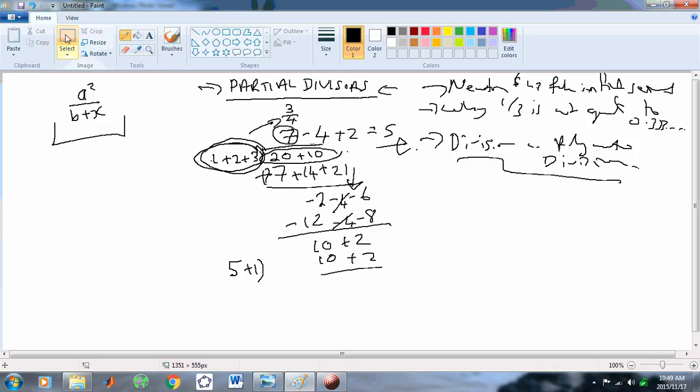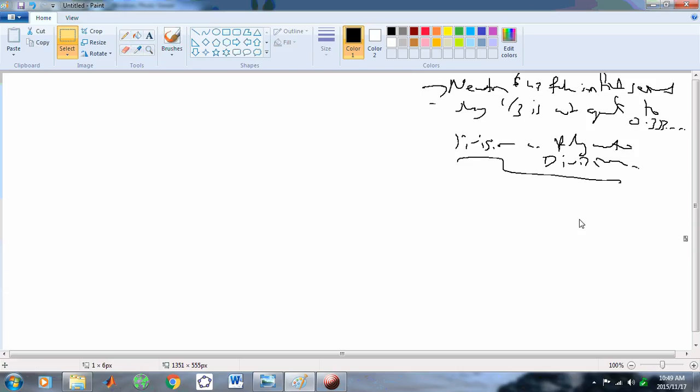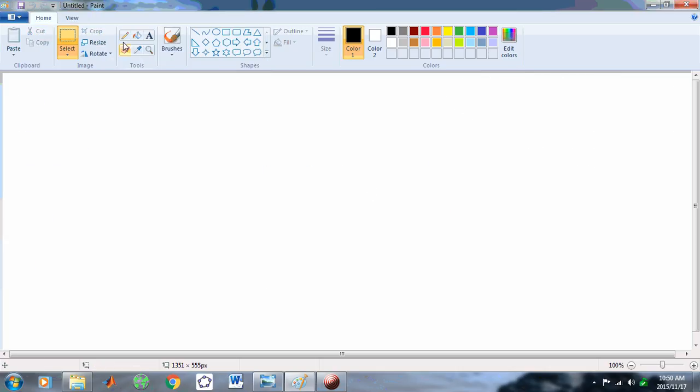Alright, so now let's get rid of that and that also, and I'm going to show you now. In fact, I could have just said new, make matters simpler. I'm going to show you now how to divide a squared by b plus x. Okay, so using this method of partial divisors, here's what I have: a squared divided by b plus x.